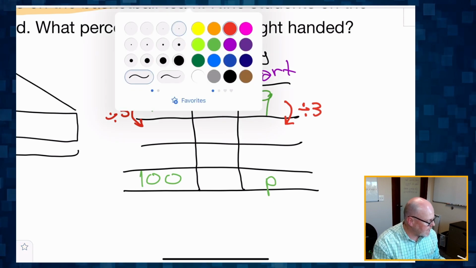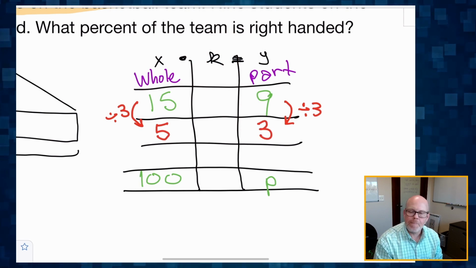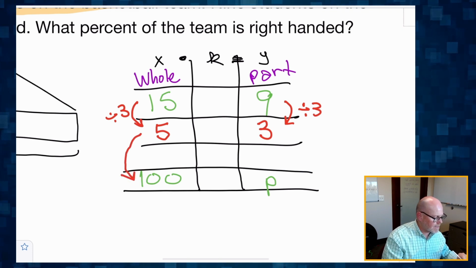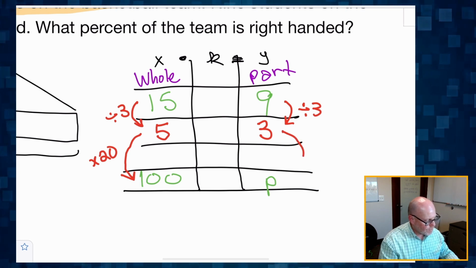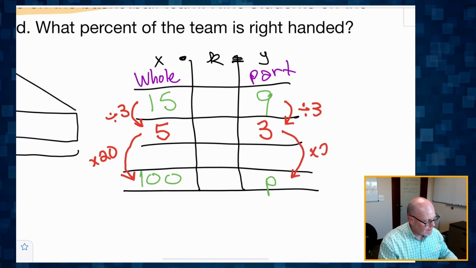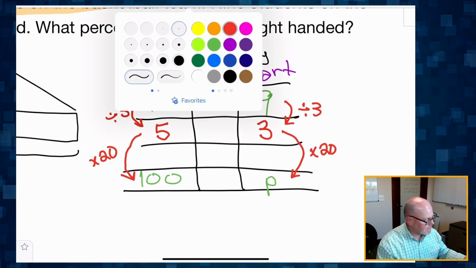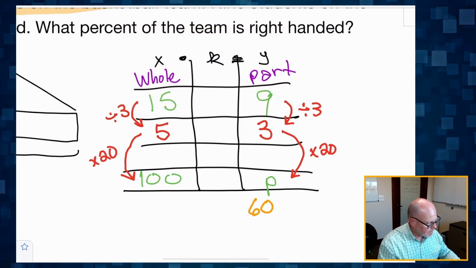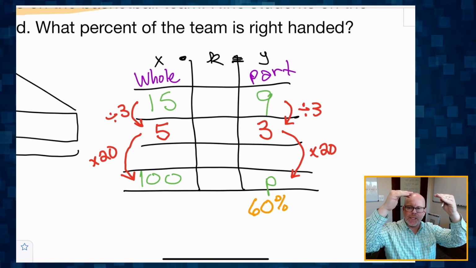And in which case, I'll stick with the red, we get 5 and 3. Which makes it easy for us to then see that 5 times 20 gives me 100. So 3 times 20 gives me 60. So we now know that P represents 60%. So that's just using vertical table manipulation.